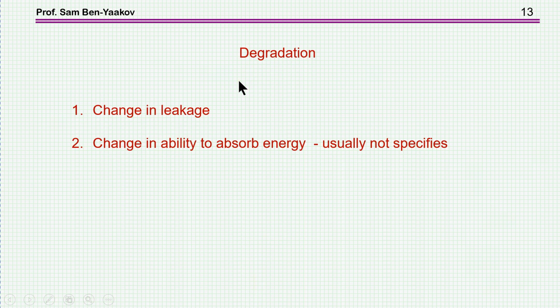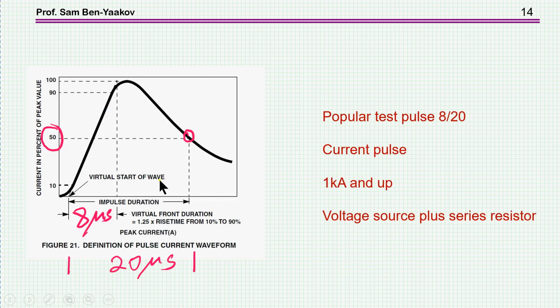And there's the issue of degradation, which is a really severe issue of zinc oxide varistors. The main issue is the change in leakage. There is also a change in the ability to absorb energy. This, unfortunately, is not very well documented, and there's not much information about that. But about the change in leakage, there's quite a bit of information in the datasheet, and we'll go over it next. So first of all, how do we test varistors?